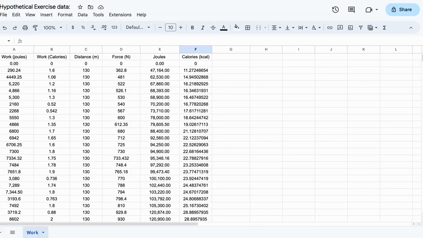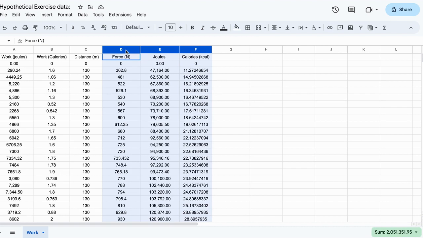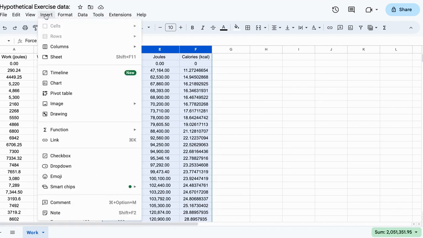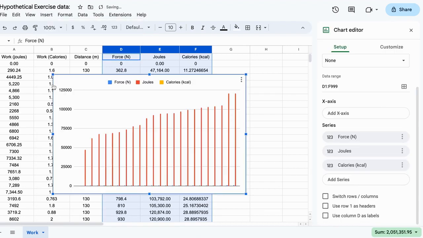Okay, let's do the same thing. Let's graph force and calories to see how force relates to calories. Unfortunately, there's joules in the middle, and you really cannot rearrange this once you've programmed a formula. Trust me, I tried it. You can't do it. So let's go ahead and highlight force, joules, and calories. Insert chart.